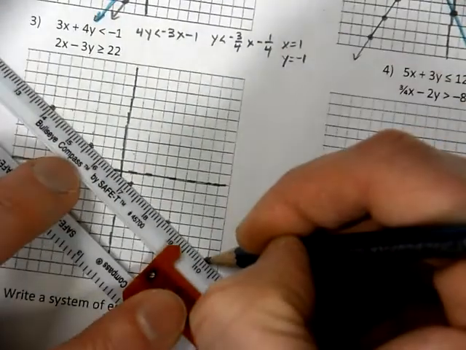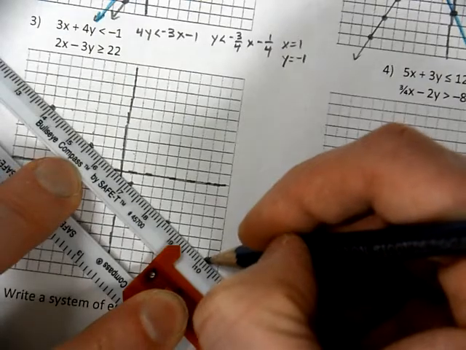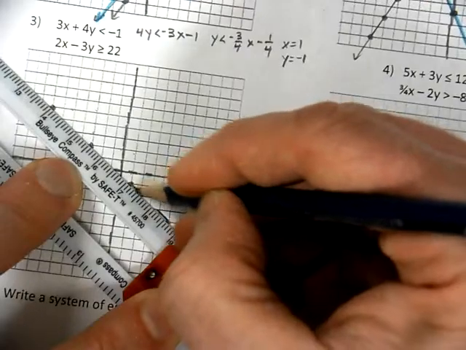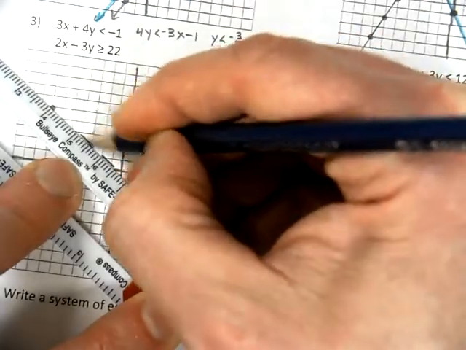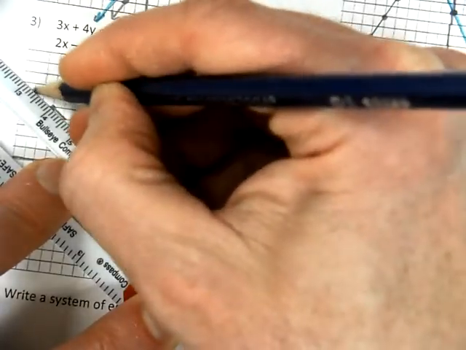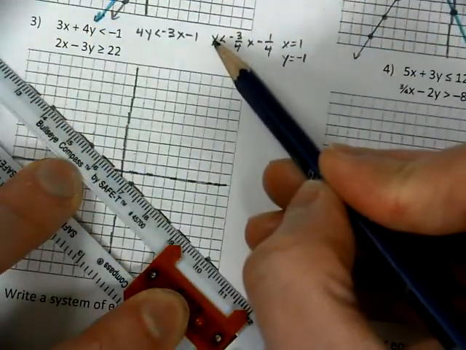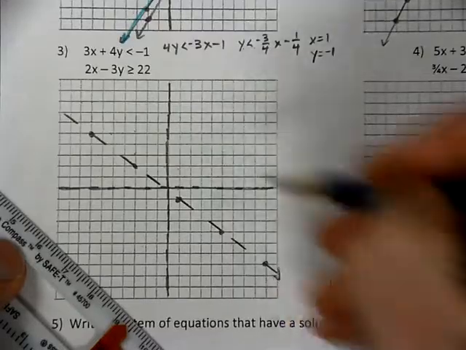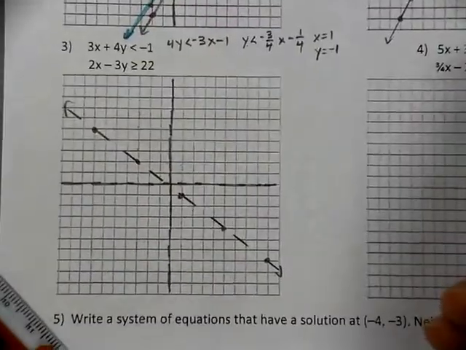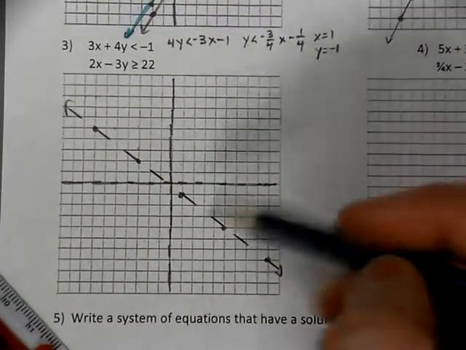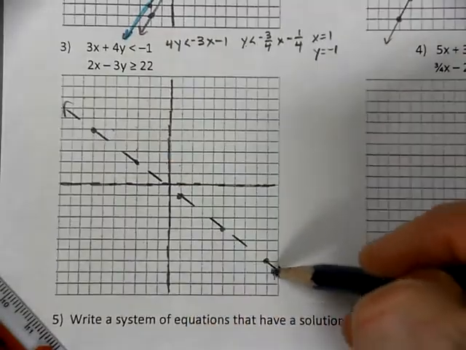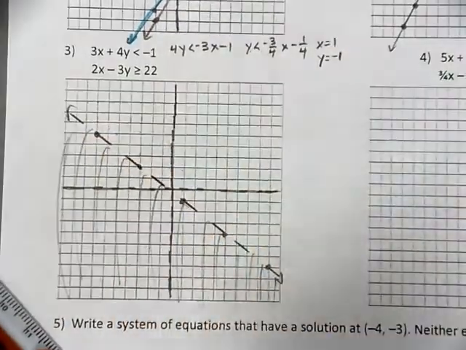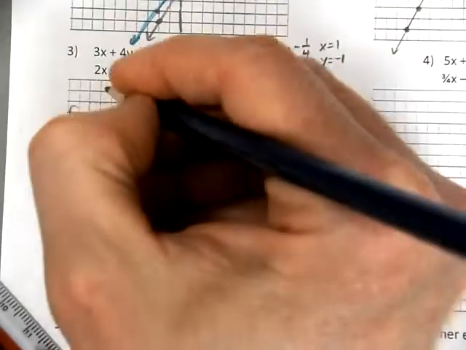Now we have to look at the inequality to see if this is going to be dashed. Yes, this is dashed. It is not solid, because y is less than. So, since it's y is less than, we go to any of the points and we go less than that. We should label our equation.